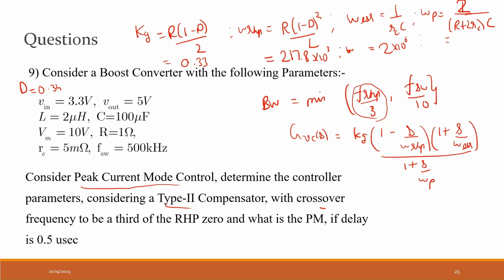What does omega p come out to be? It will come out to 19802, and this is in radians per second. Okay, so this is the transfer function of your plant. Then you will have a controller. So type 2 compensator they have told. Type 2 compensator GC of S is Kc into 1 plus S upon omega CZ. This is your controller zero.